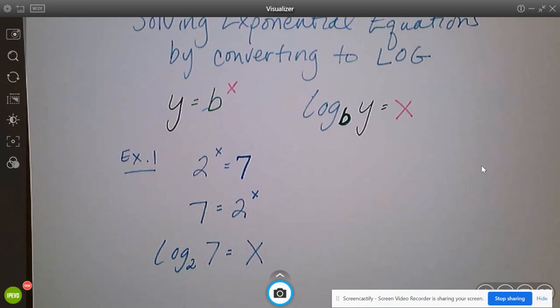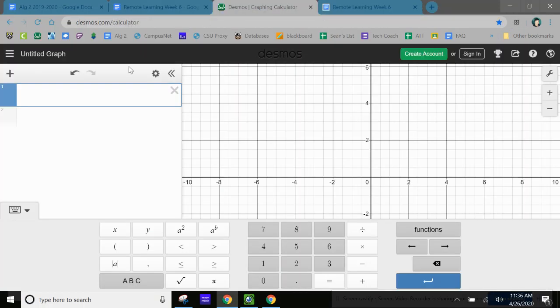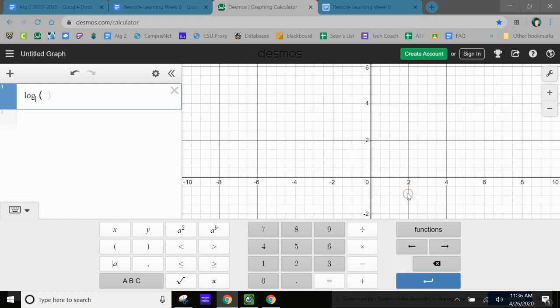Do you know how to simplify log base 2 of 7? No, neither do I, which is why we go to Desmos. So we're going to go over to Desmos. And in order to type this, we want to go to Functions, Miscellaneous, and you see here this has a log and it has a little base A. So you see my cursor is where the base is. So I can type log base 2. I put the 7 in the parentheses. I can now simplify that.